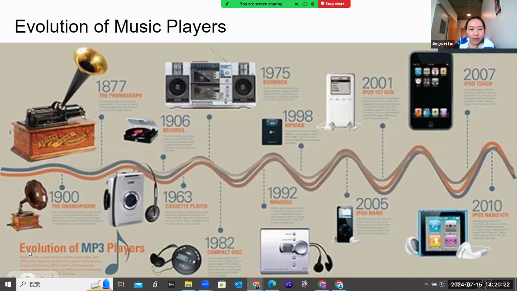So it's kind of like an evolution of MP3 players. I don't know how many of you really listened to MP3 or ever owned an MP3 player, but I really did when I was a kid. It was still the age of MP3, so it's very small, and you can just download your music into that small device and play it with your earphones.